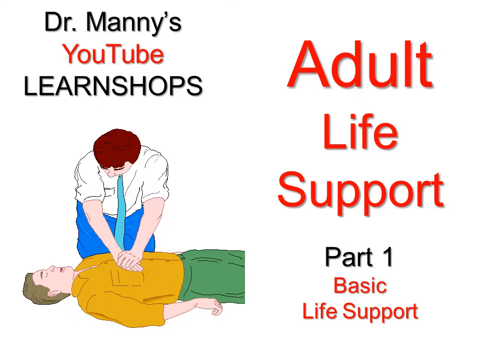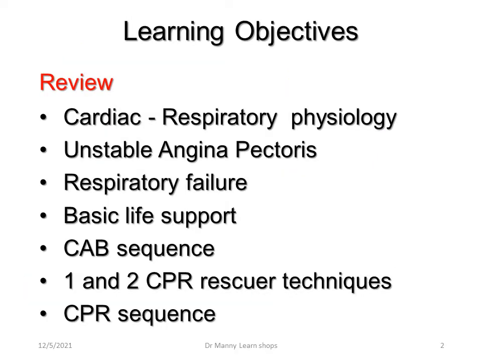This Learn Shop deals with life support. This Learn Shop is adult life support, and this is part 1, which will look at basic life support methods. The learning objectives for this session will be just to briefly review cardiac and respiratory anatomy and physiology, look at the pathophysiology in the form of unstable angina pectoris, then review respiratory failure, basic life support, the CAB sequence, 1 and 2 rescue or CPR techniques, and CPR sequence.